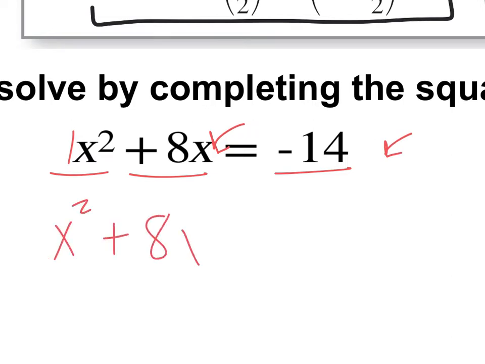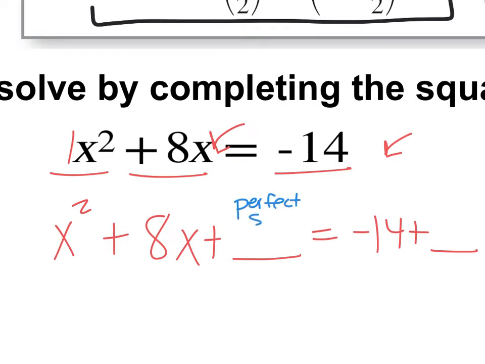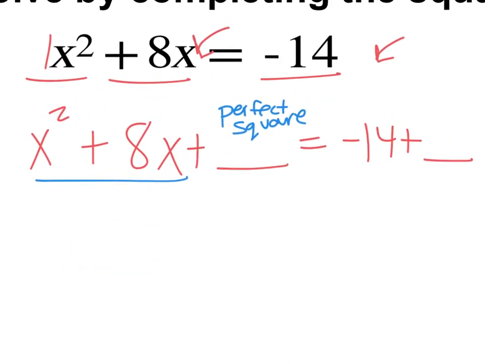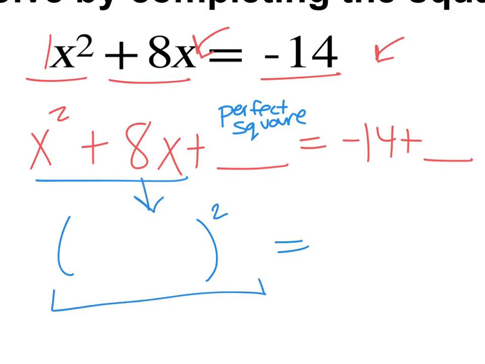x squared plus 8x plus blank equals negative 14 plus blank. So we want to be able to create a perfect square here. But our perfect square has to work with the equation that we have so far. So in order to do that, we can always get our correct number there. And we can always create this binomial squared by taking half of that b value, whatever it is. In this case, it's 8.